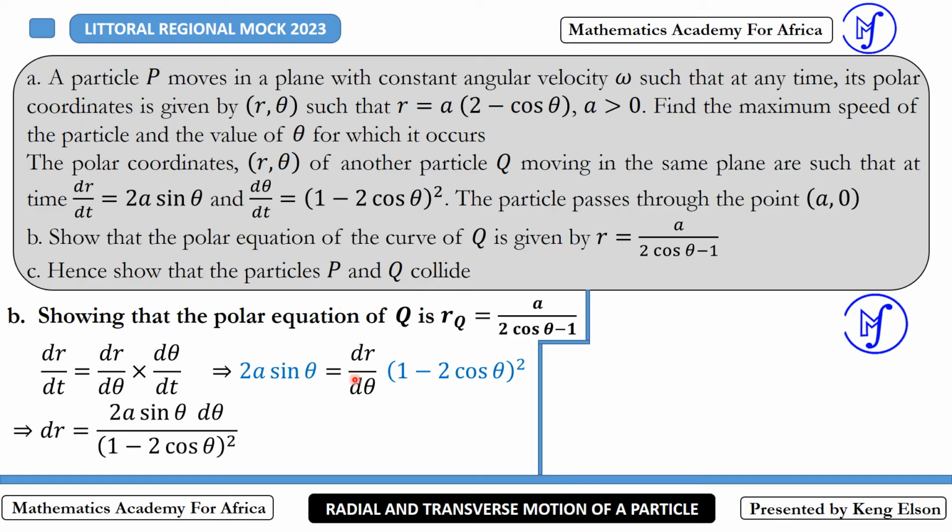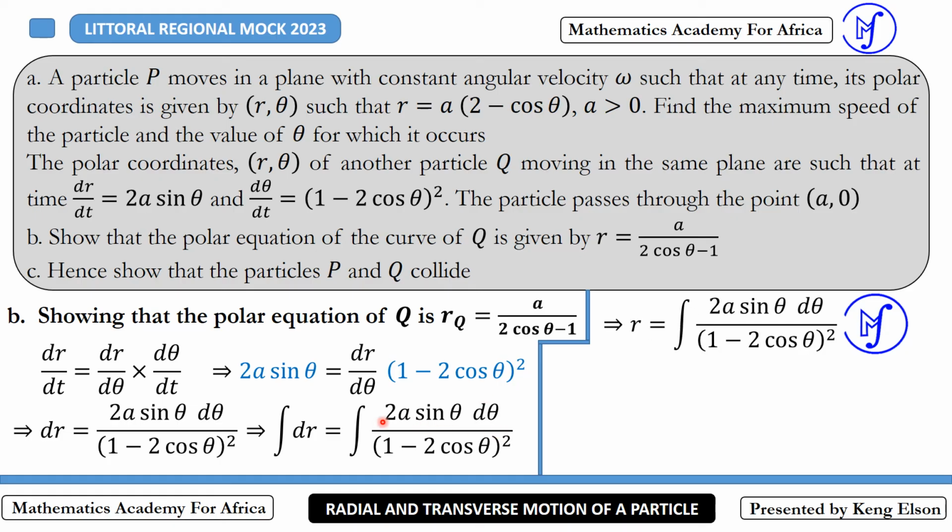So separating variables, we just have dr on one side, and then we can multiply both sides by d theta, and we divide by (1 minus 2 cos theta) all squared. So at the end of the day, we get dr to be 2a sin theta d theta divided by (1 minus 2 cos theta) all squared. Since we have separated variables, we can now integrate both sides. So we integrate dr, and then we integrate 2a sin theta over (1 minus 2 cos theta) all squared with respect to theta. Integrating dr, we just get r, and then we have to integrate this right hand side.